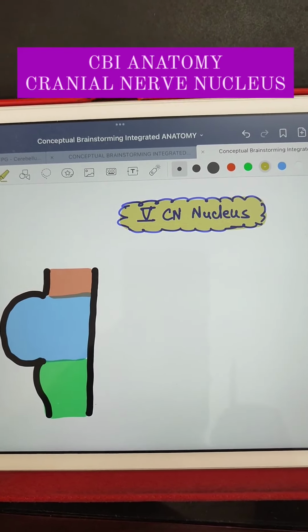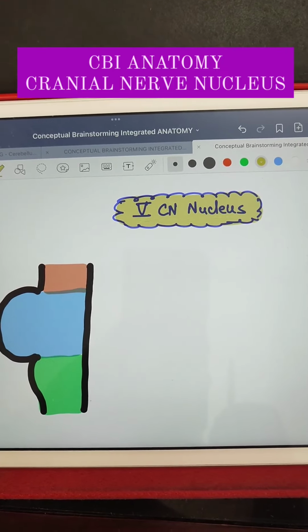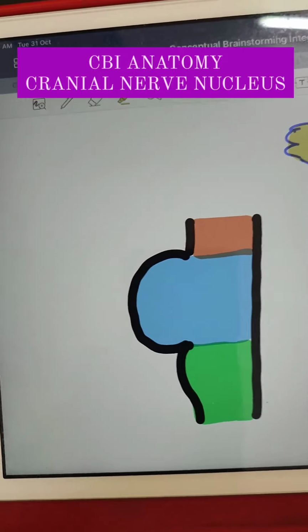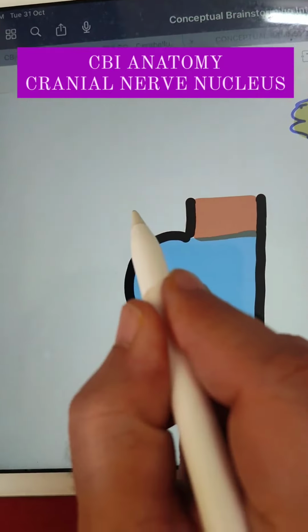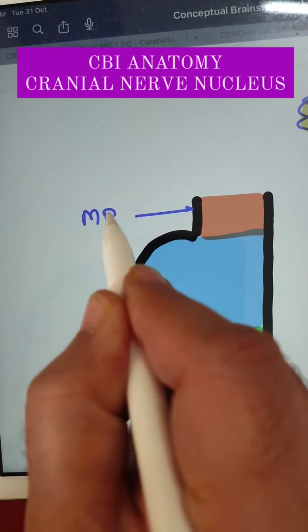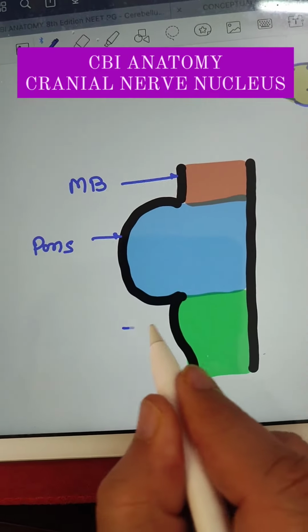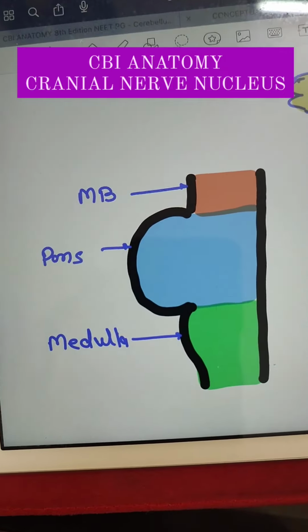Shrikant Verma. Today's INICET NEET PG FMG topic is fifth cranial nerve nucleus. We all know the brain stem. The brain stem has three different parts. The upper part is known as midbrain, the middle part is the bridge-like structure pons, and the lower part is the bulb-like dilated structure known as medulla oblongata.